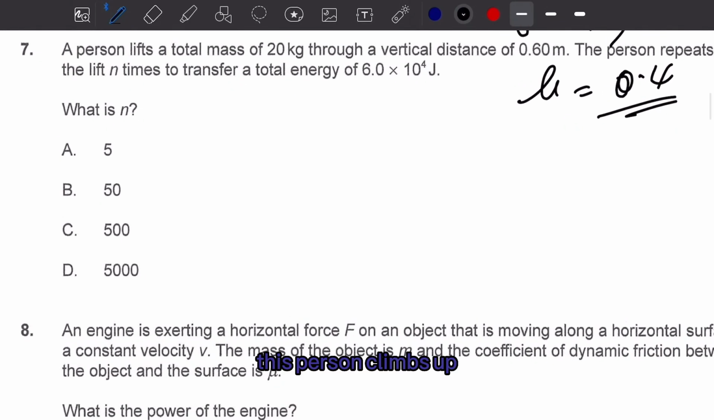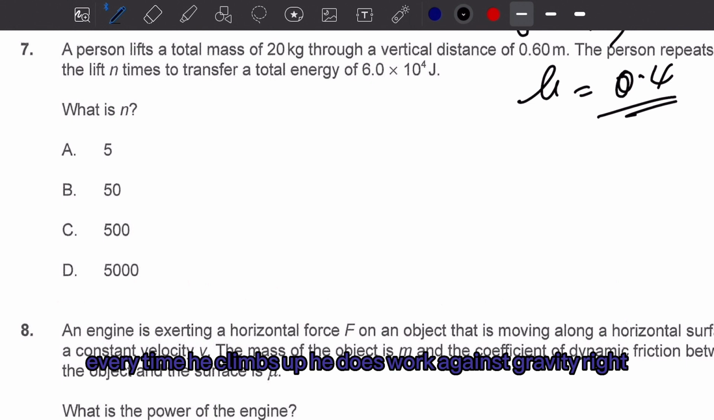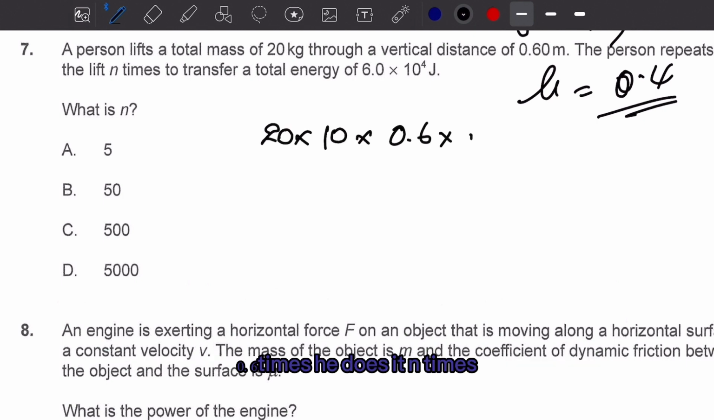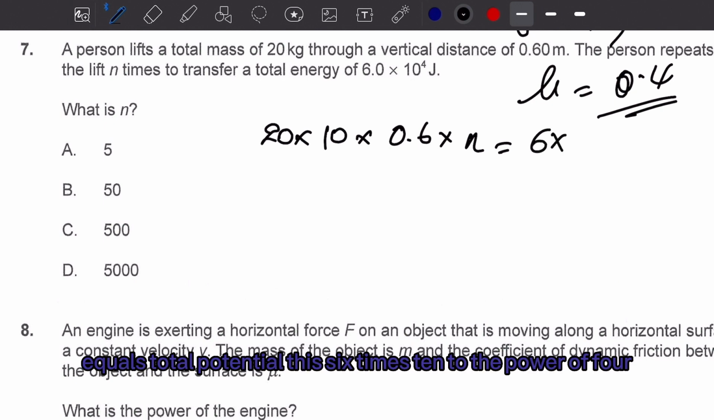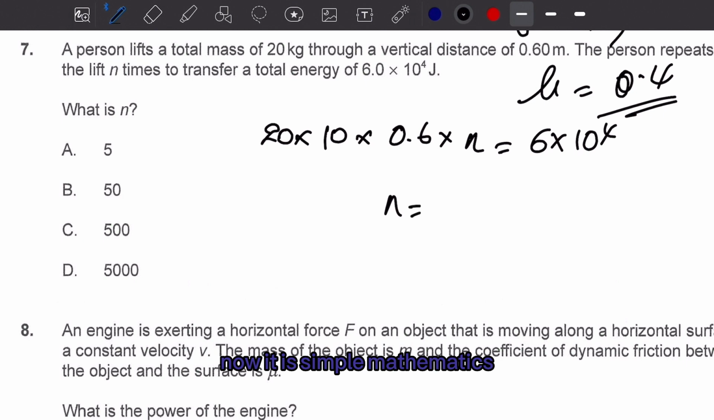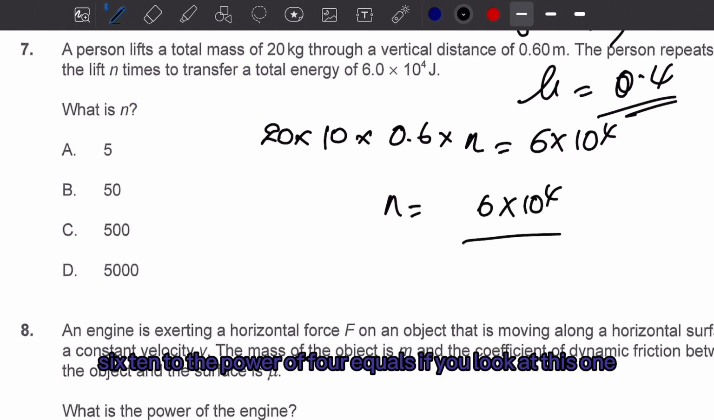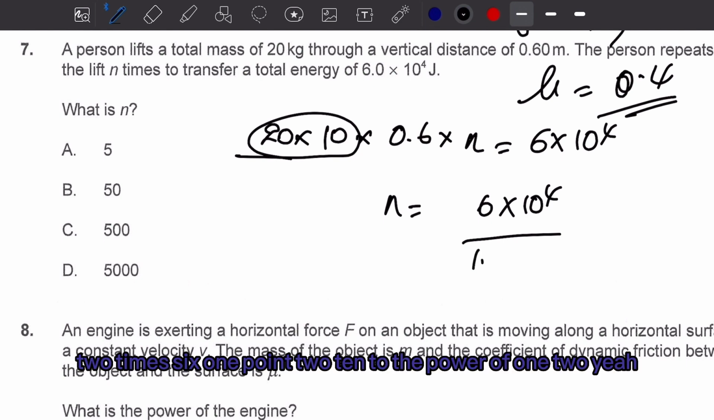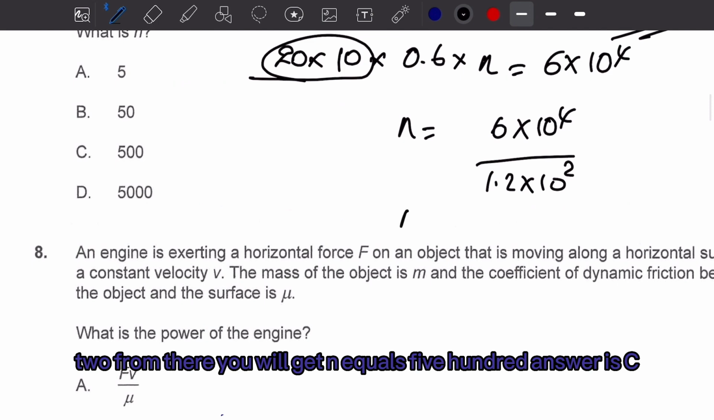This person climbs up. Every time he climbs up, he does work against gravity, right? So the gravitational potential energy is 2 times mgh, 0.6 times, he does it n times, equals total potential energy 6 times 10 to the power of 4. Now it is simple mathematics. 6 times 10 to the power of 4 equals, if you look at this one, 2 times 6 times 1.2, 10 to the power of 2. From there you will get n equals 500. Answer is C.